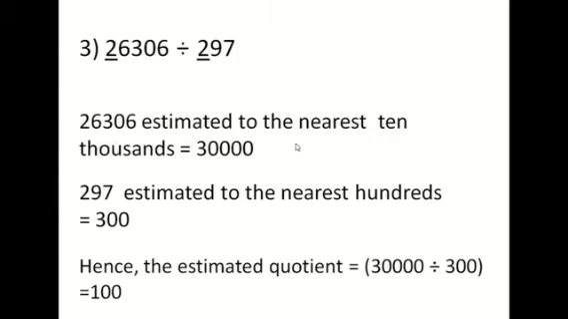26,306 estimated to the nearest 10,000 place is 30,000. 297 estimated to the nearest 100 place is 300. Hence, the estimated quotient equals 30,000 divided by 300. It gives you quotient 100. I hope all of you have done the answers correctly.